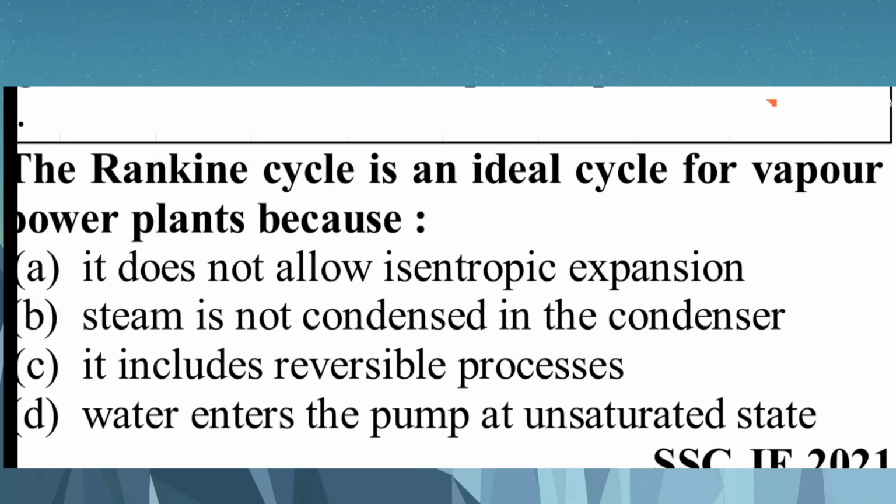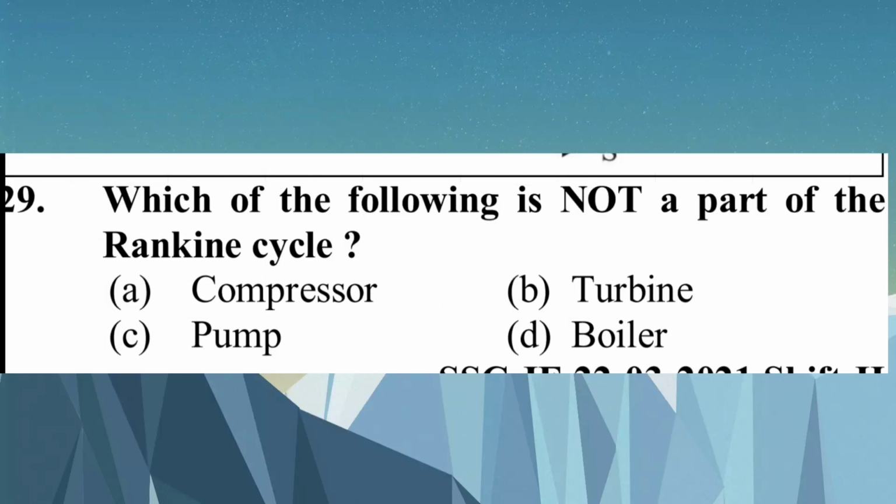Question number 28. The Rankine cycle is an ideal cycle for vapor power plants because A. It does not allow isentropic expansion. B. Steam is not condensed in the condenser. C. It includes reversible process. D. Water enters the pump at the unsaturated state. C. It includes the reversible process.